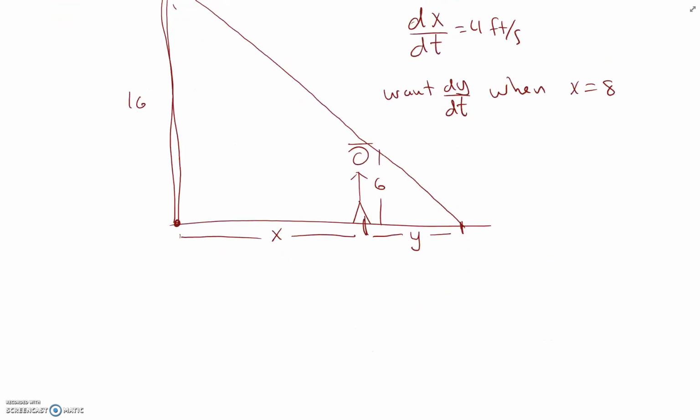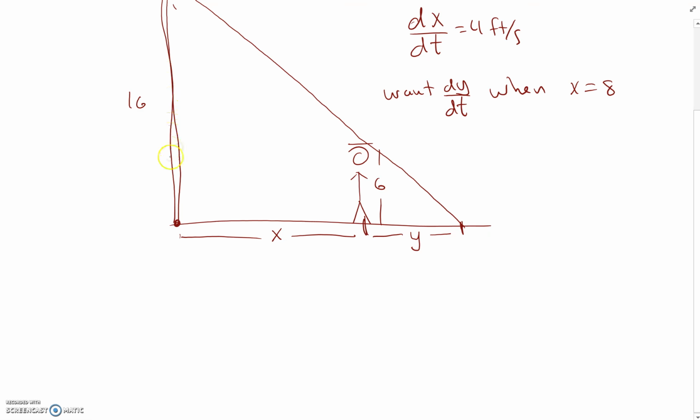Okay, now we've got to come up with an equation. So we've got the given rate, the wanted rate, and the when. We've got a picture. We've got the changing variables. See, you don't need a variable along this slant line because there's no information about it at all. You don't need it. So you might be thinking Pythagorean theorem, but that's not going to work. In this case, we're going to need similar triangles.